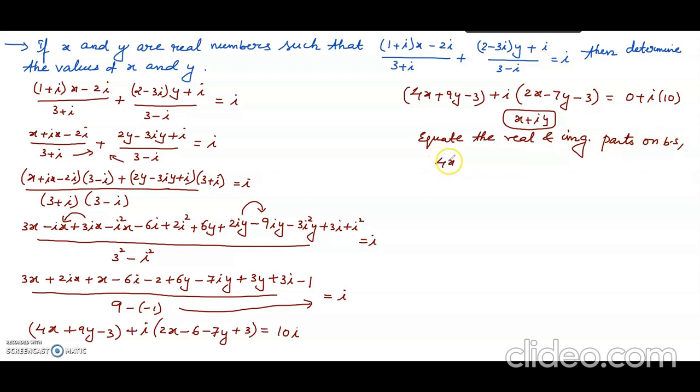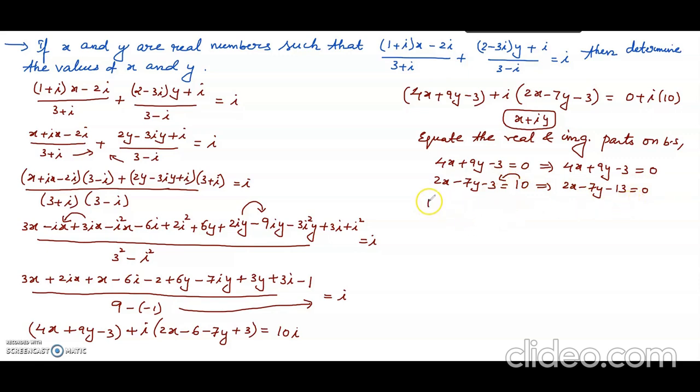So remember, the real term is 4x plus 9y minus 3 on the left hand side, and there is no real term here, it is 0, whereas the imaginary term is 2x minus 7y minus 3, and on the right side the imaginary term coefficient of i is 10. So this we can write in the form of an equation equals to 0. Same way we can write this as 2x minus 7y minus 13 equals to 0. We are taking plus 10 that side, it becomes minus 3 minus 10, minus 13.